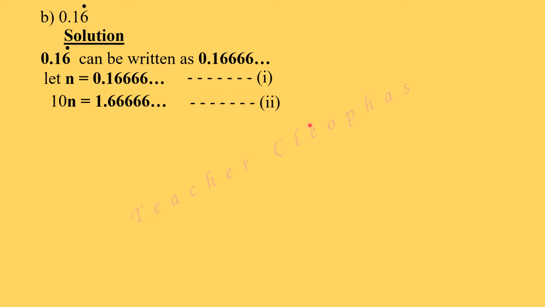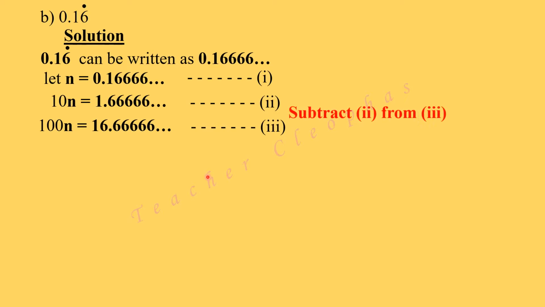our second equation. If we get the difference between equation 1 and 2, the decimal part will not be eliminated. So we can multiply equation 2 by 10 to have 100n equals 16.6666..., and this is our third equation. If we inspect the three equations, we would take note that if we subtract equation 2 from equation 3, the decimal part will have been eliminated. So let's do that.